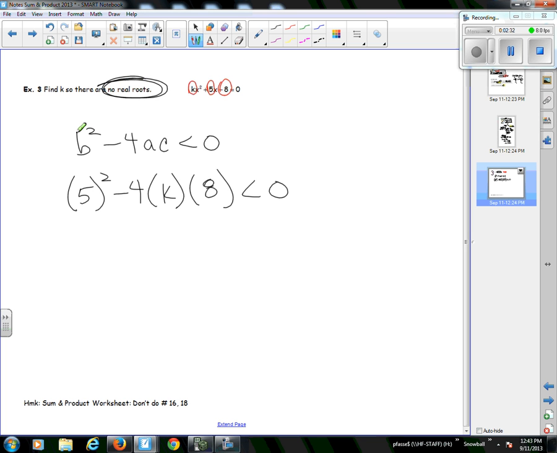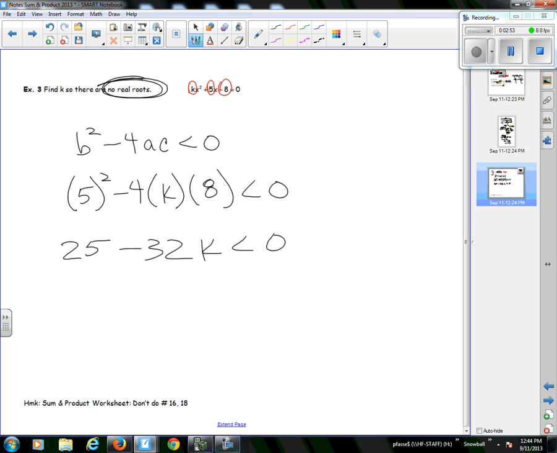They're telling us to find k. Well, look at this inequality. Isn't this an inequality with just one variable, and the variable is k? So what do we want to do? We want to simply solve for k. So we have 25 minus, let's make 4 times 8 our coefficient of k, 32k less than 0.